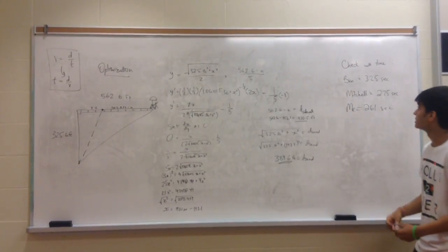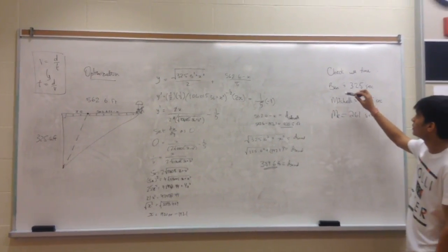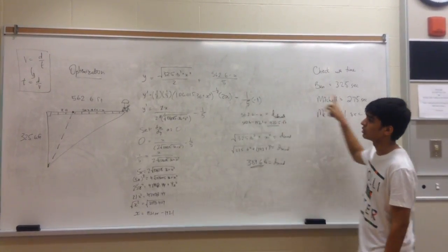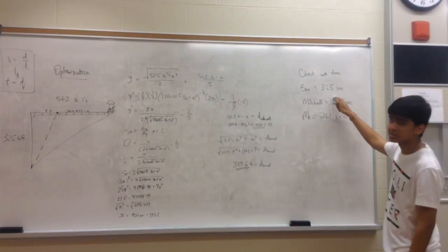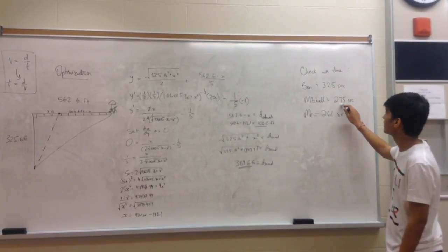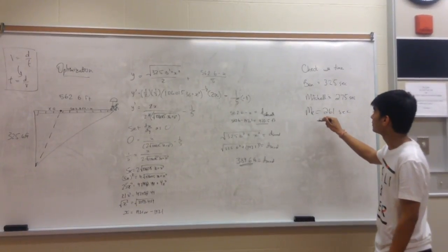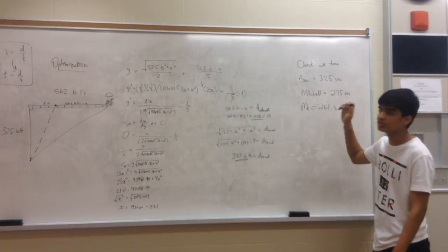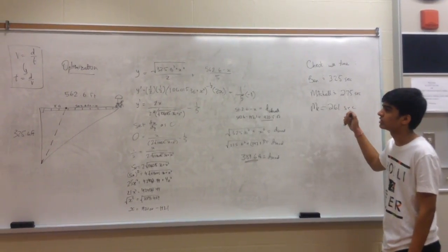And we know that this answer is right because when you check the overall time of each person, Ben, I believe, was walking straight across and then all the way over, it was 325 seconds. Mr. Mitchell was walking just across the sand, was 275 seconds. And then if you were to figure out the overall time after solving this equation, it becomes 261 seconds. So we do know that it's been optimized and that this is the right way to go.